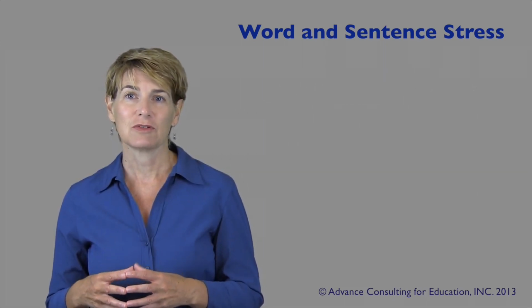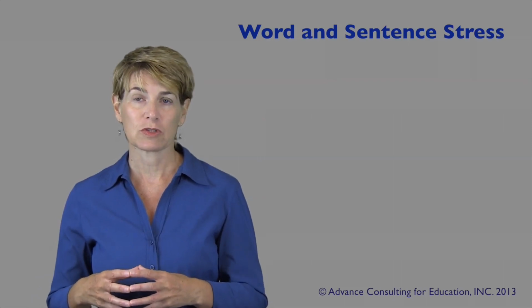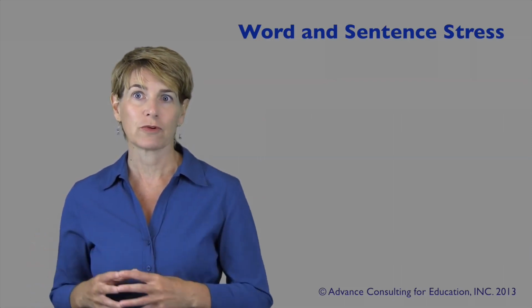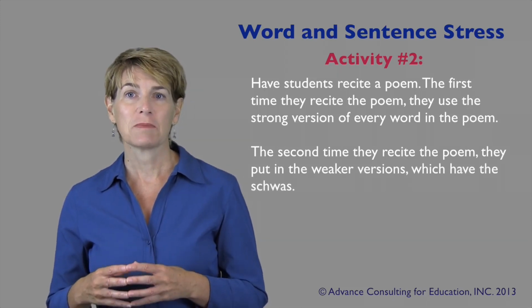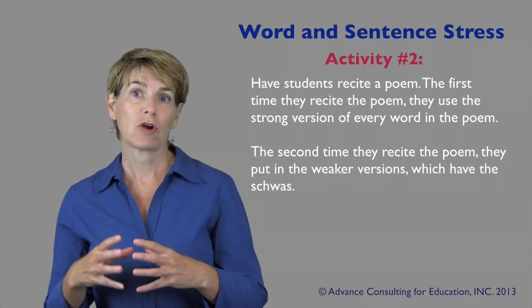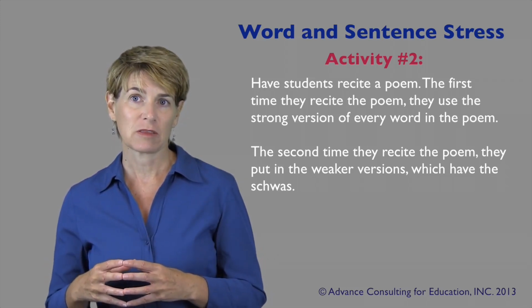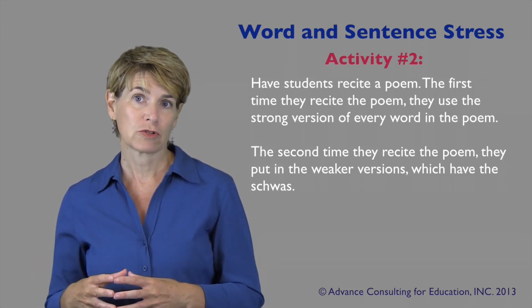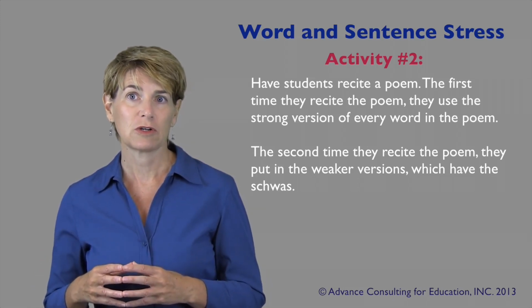Another activity to use so that students can practice saying the natural weaker forms of words versus the unnatural stronger forms of words is to have them recite a poem. The first time they recite the poem, they use the strong version of every single word in the poem. The second time they recite the poem, they put in the weaker versions, which have the schwas in them, where those weaker versions would naturally occur.